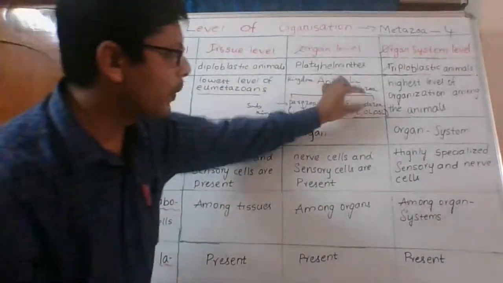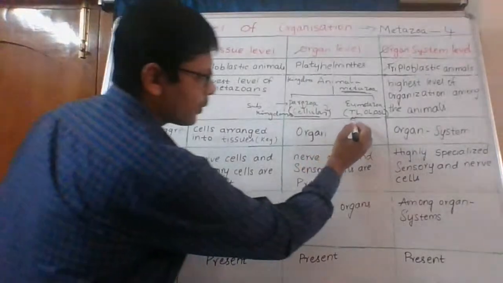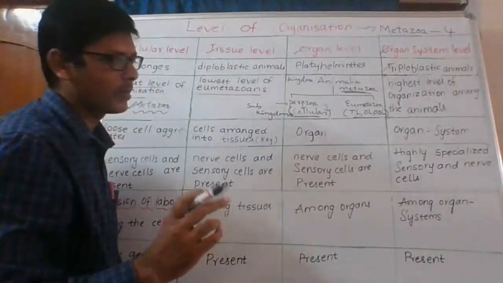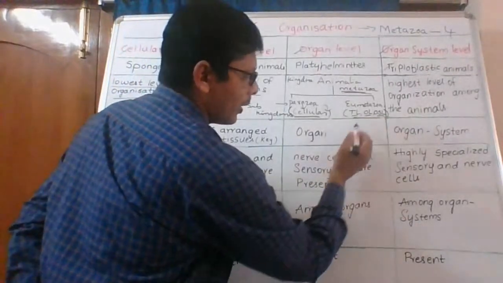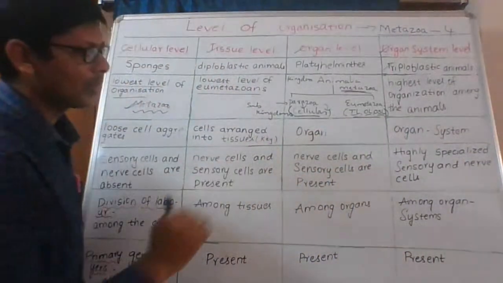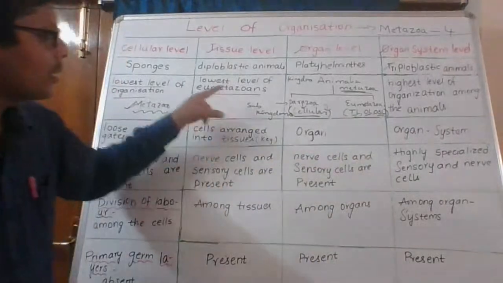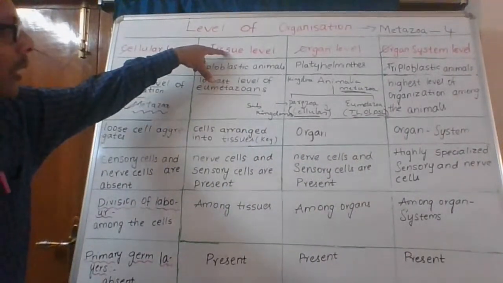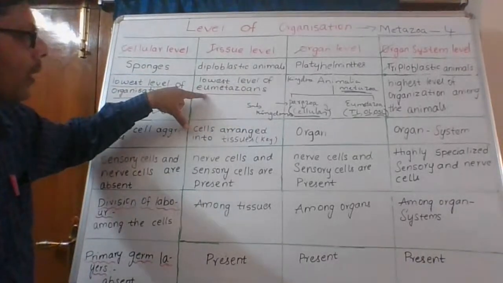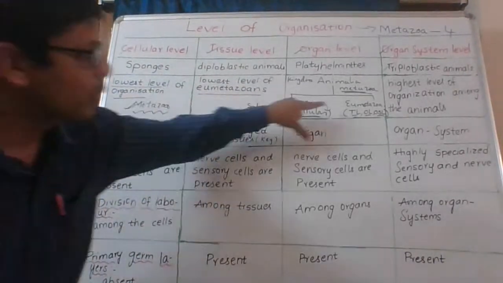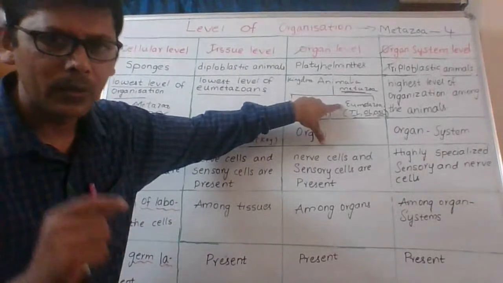Now come to the eumetazoa. In eumetazoa, there are three levels of organization: tissue level, organ level, and organ system level. In these three, what is the lowest level? That is the point here. Tissue level of organization is the lowest level of organization in eumetazoans.